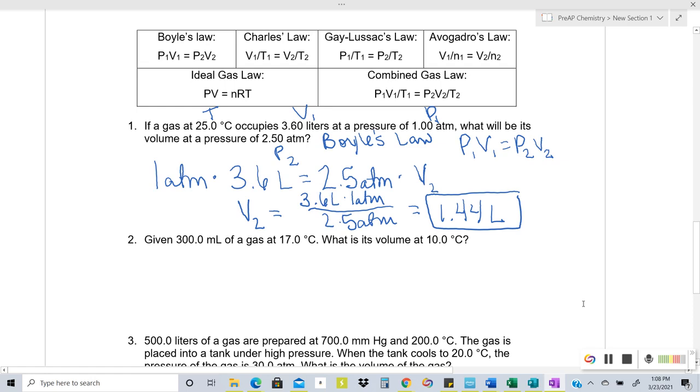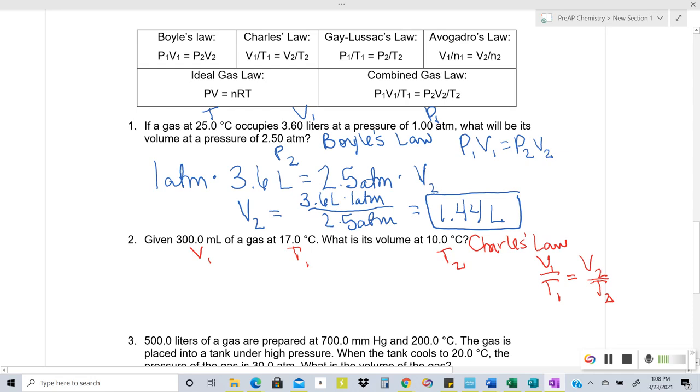Okay, next one they gave us, let me do it in another color so we don't lose them. They gave us V1, they gave us T1, they gave us T2. So this one is volume and temperature, which is going to be Charles's law. All right, so we're looking at V1 over T1 equals V2 over T2. The biggest thing to remember is we must convert to Kelvin by adding 273.